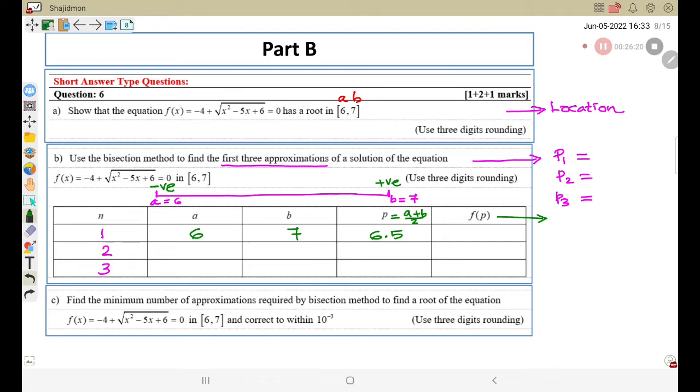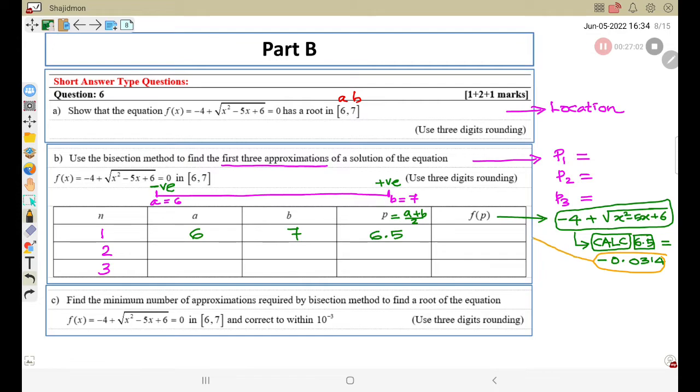Just apply it in f of P. What is f of P? f of X is X minus 4 plus root of X power 2 minus 5X plus 6. It is already there in your calculator. Now just press the calc button, which I already explained in the previous recordings. Enter 6.5, press equal to, and check what sign you get. You will get minus 0.0314, with 3 digit rounding. That number is negative.